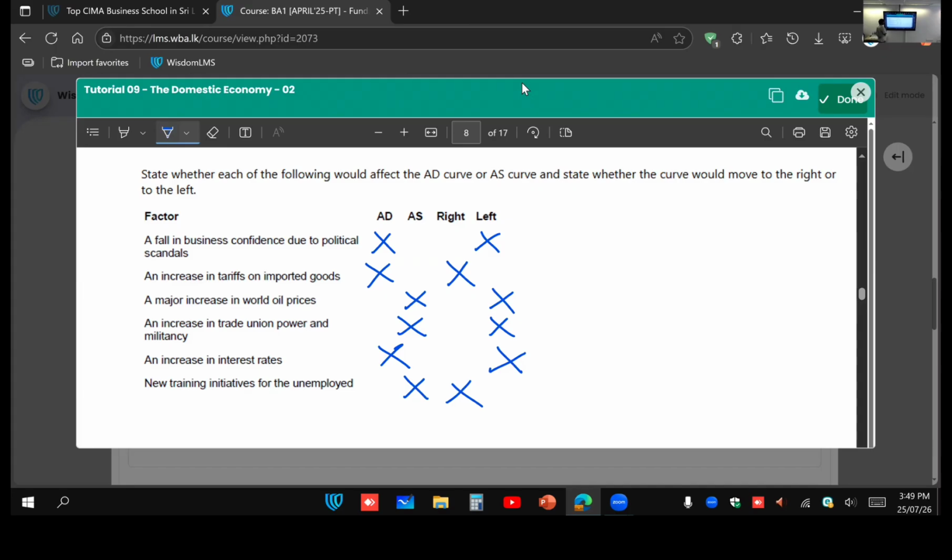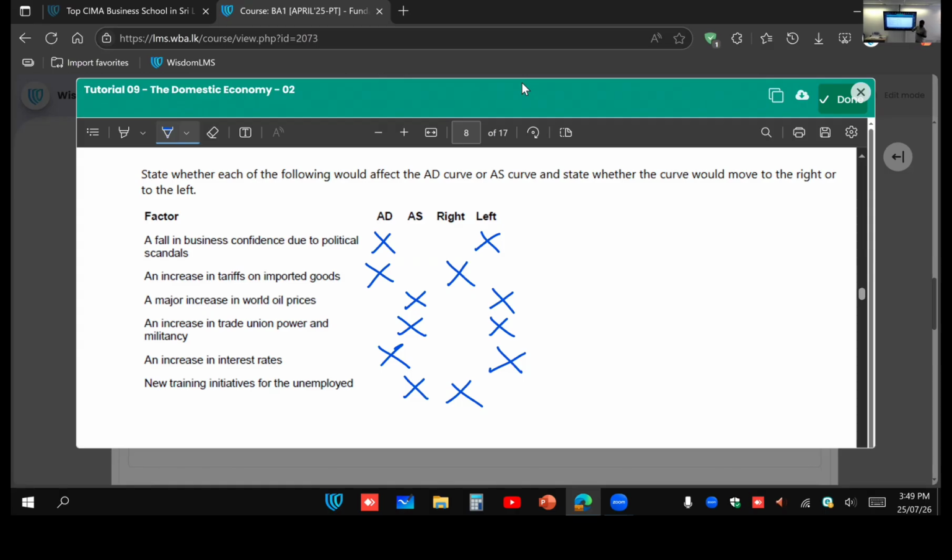An increase in tariffs on imported goods. Right. So imagine our country. A new tariff is being introduced for the imported goods. Imagine shoes. So what would happen by this? Out of which the supply curve or the demand curve would be affected? Why demand curve? You might argue supply curve would be affected. So why do I say demand curve?